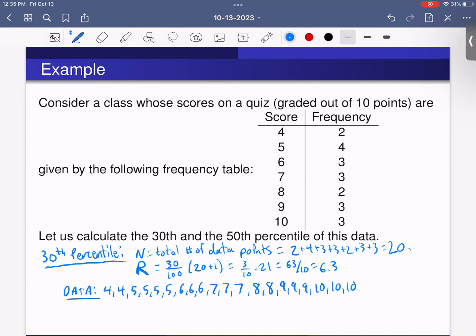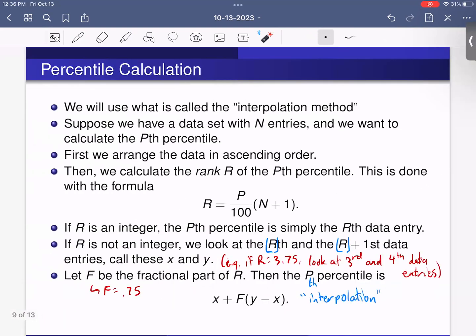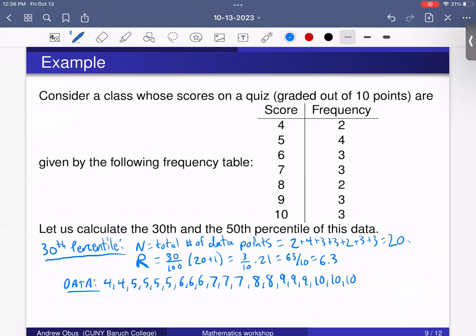So what do we do with 6.3? We have to look at both the 6th and the 7th data entry. So 1, 2, 3, 4, 5, 6. Okay, so the 6th data entry is a 5, and the 7th data entry is a 6. Right, so if we look at the notation I used over here, we called that X and Y. So we would have X equals 5 and Y equals 6. This is going to be the 6th entry, and this here is going to be the 7th entry.